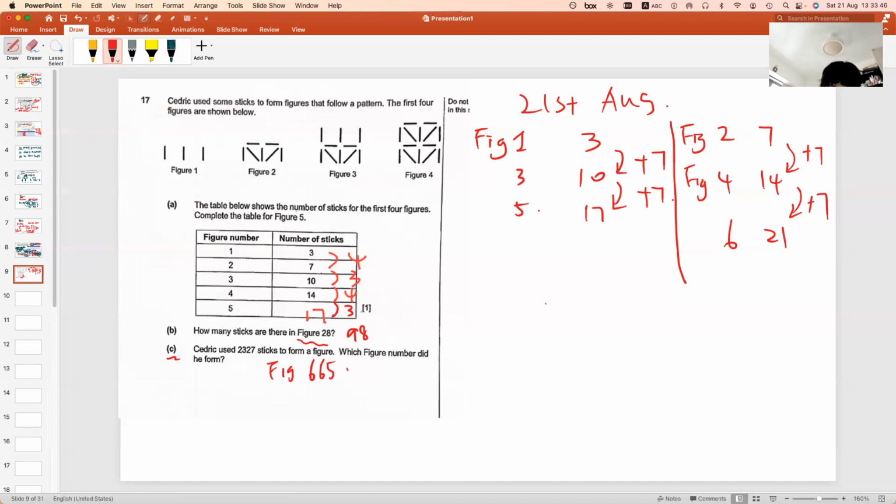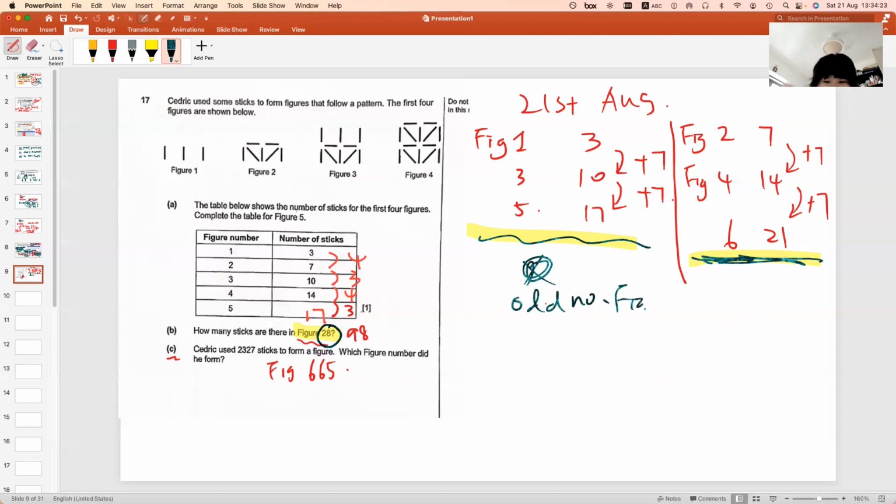What I observe here is you have two sets. Why do I say you have two sets? Because the question over here asks for figure 28. Figure 28 is an even number, therefore I cannot use the odd pattern here. So I need to use the even figure pattern. That's why I have written this for the odd numbers, and this side is for the even number figures.